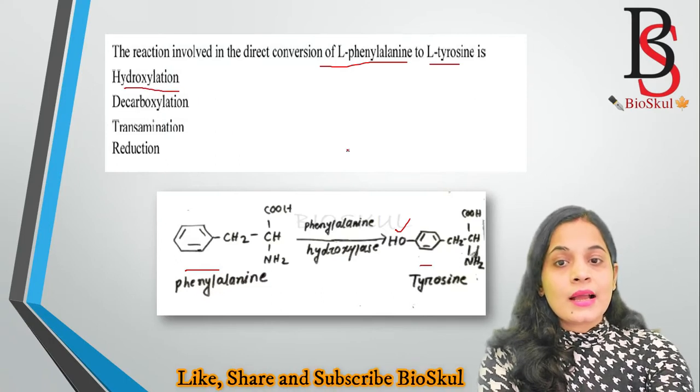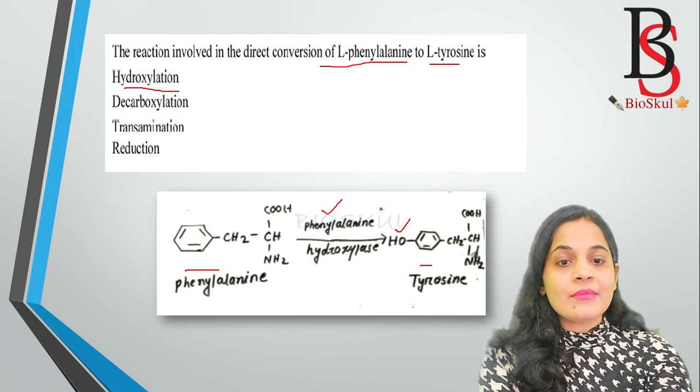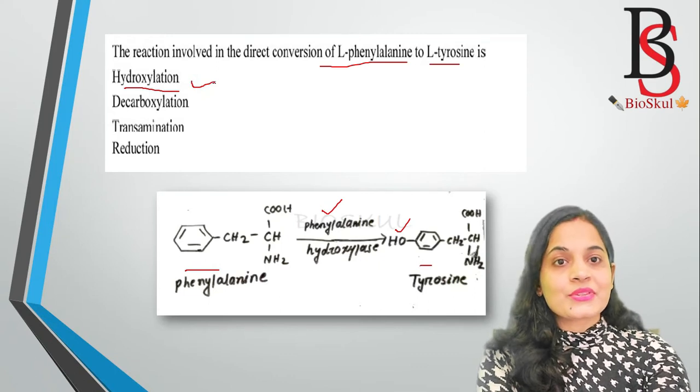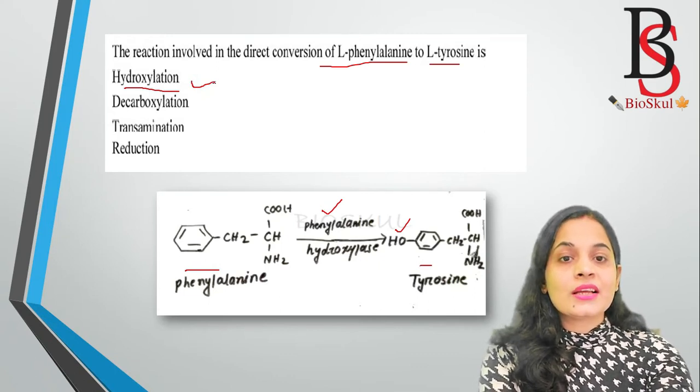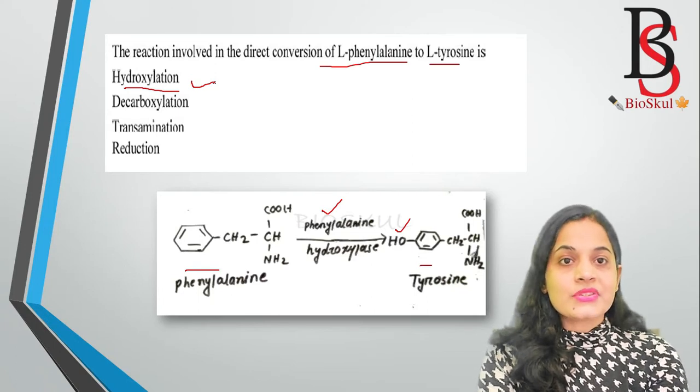That is the hydroxylation enzyme, phenylalanine hydroxylase. This enzyme adds the hydroxyl group. So the correct answer will be hydroxylation. By hydroxylation, L-phenylalanine gets converted into L-tyrosine.